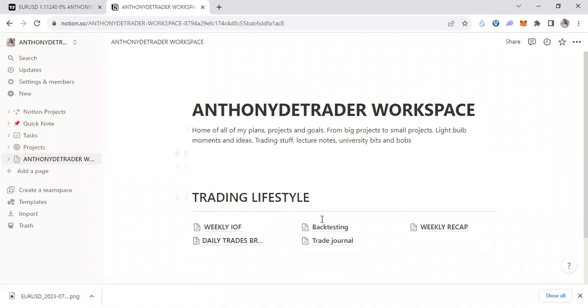So on my space, I have the weekly IOF. This is where I usually put my weekly pre-market analysis. This is my daily trades. This is my backtesting data. This is my journal. And then this is my weekly recap. Every week, I do my recap to see how price, how the market went.